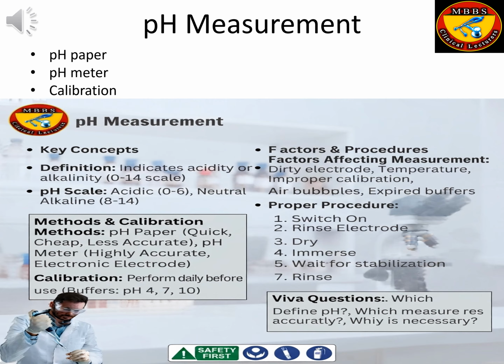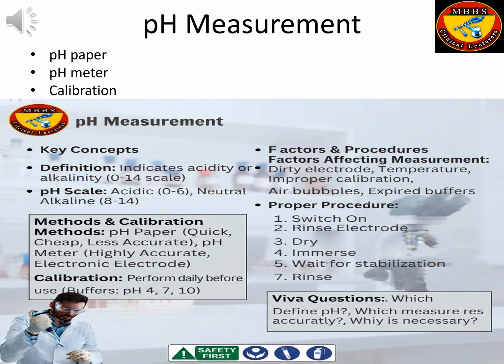pH measurement. The pH of a solution indicates its acidity or alkalinity. It is one of the most important parameters measured in laboratories because many chemical reactions and biological processes depend on a specific pH range. pH scale. pH 0 to 6 acidic. pH 7 neutral. pH 8 to 14 alkaline, basic.